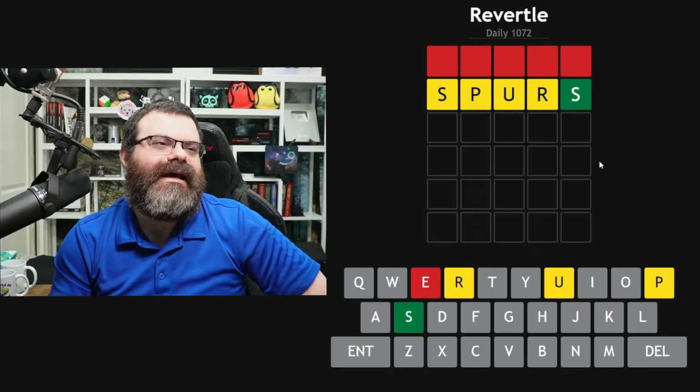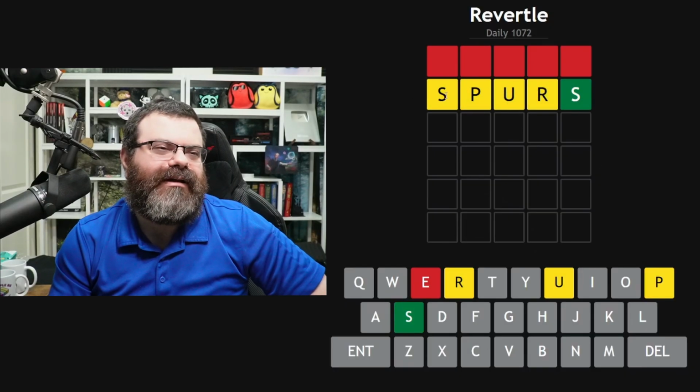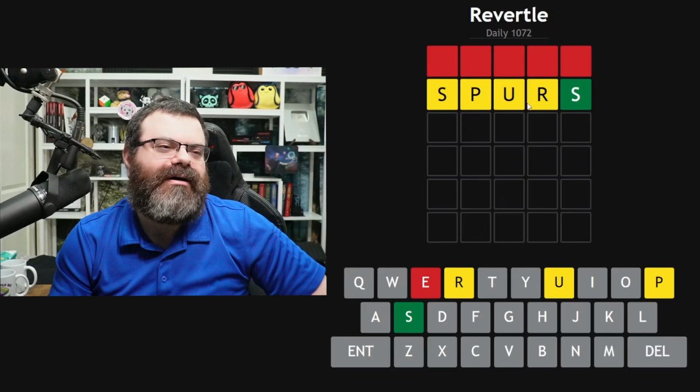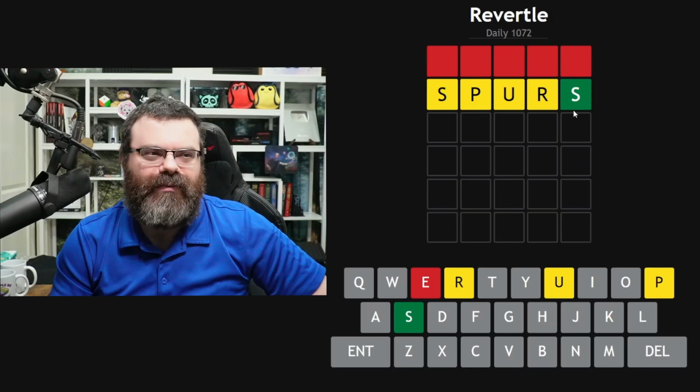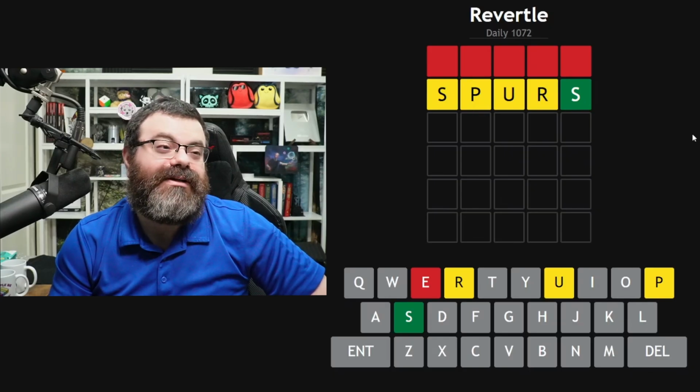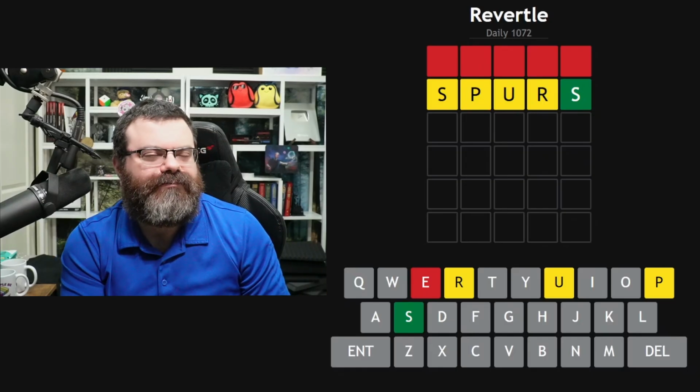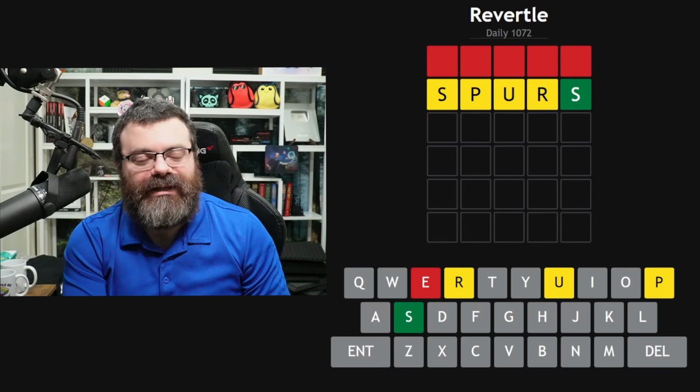So what's happened here is S turned yellow here, and then it turned green because I used it twice. Right? So S is done. I don't need to use S again. But P-U-R I've used once. That's why they're yellow. This is not Wordle coloring. They're yellow because I've used them once. I need to use them again. So I don't need to use the S anymore. And I do think it's purse, so I can't start with P.